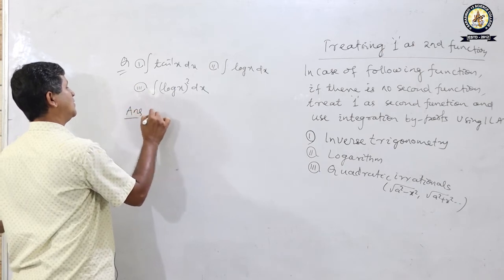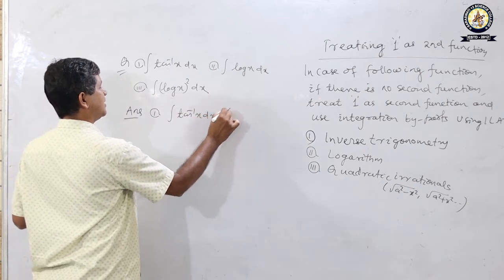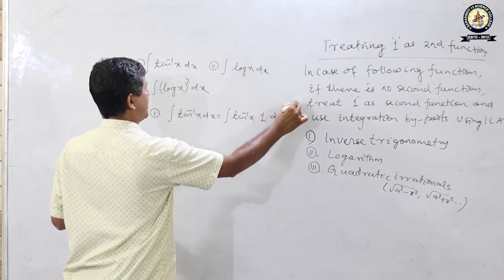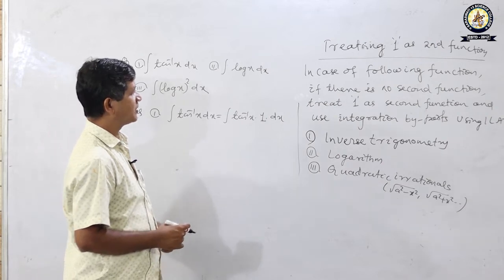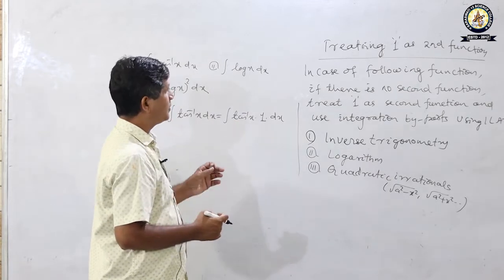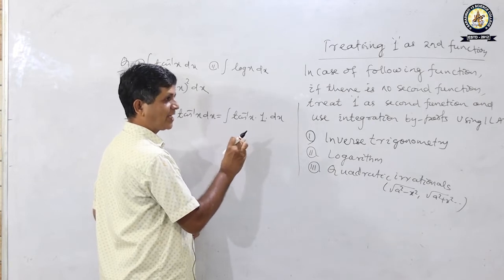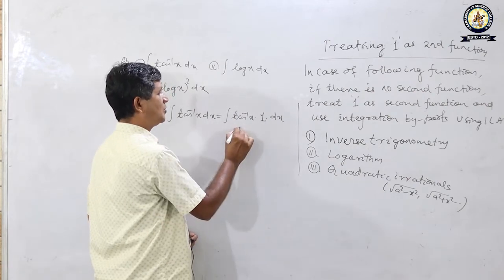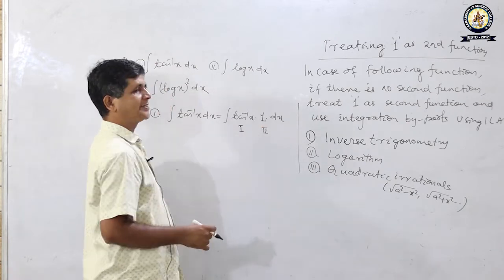Come to its integration. First bit, integration of tan inverse x into dx. Integration of tan inverse x into 1 into dx. Look at, in case of inverse trigonometry functions, one is taken as the second function if there is no second function, and we use the rule ILATE. If you use the rule ILATE, I stands for inverse. Inverse trigonometry will be taken as the first function. So tan inverse x is the first function, 1 will be the second function.